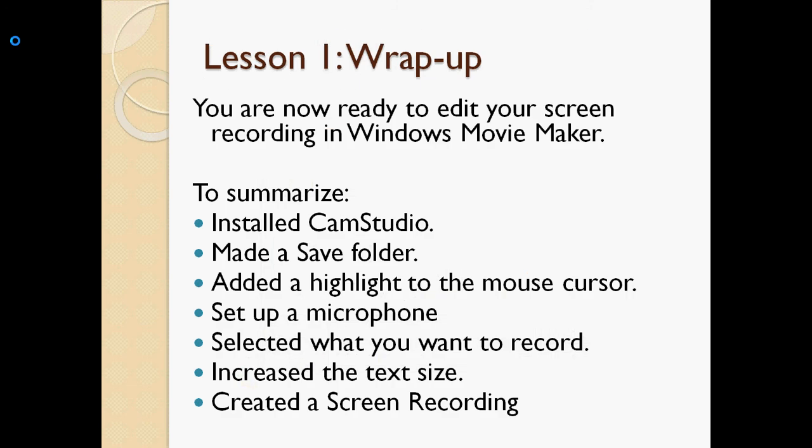So lesson 1 wrap up. You're now ready to edit your screen recording in Windows Movie Maker. To summarize, we've installed CamStudio, we've made a save folder, we've added a highlight to the mouse cursor, we've set up a microphone, we've selected what you want to record, we've increased the text size, and we've created a screen recording.